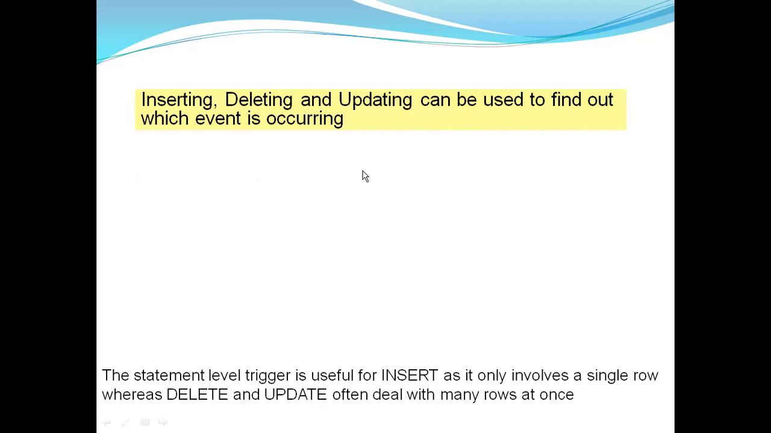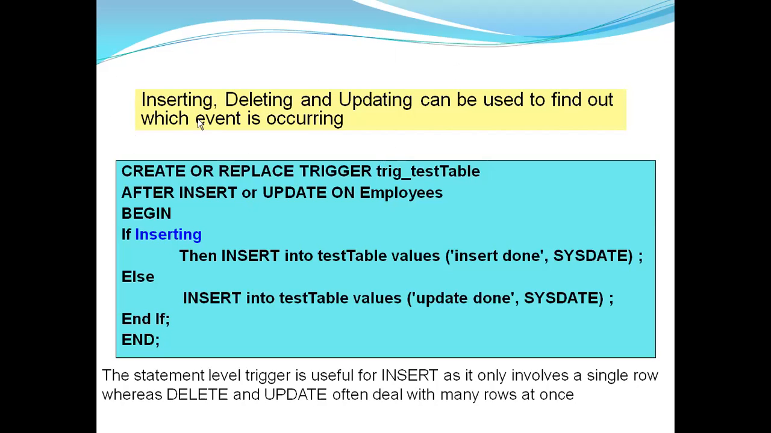Now, inserting, deleting, updating can be used to find out which event is occurring. Okay, so how do you find out that you are writing for insert, update, or delete? So how do we write a trigger? Very simple.